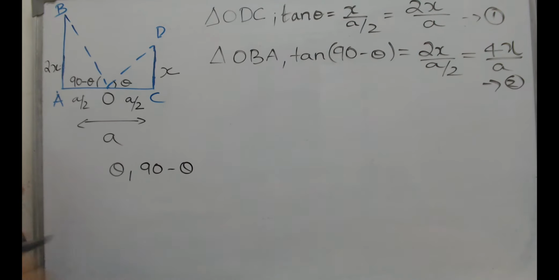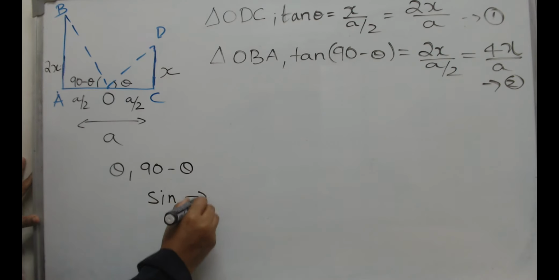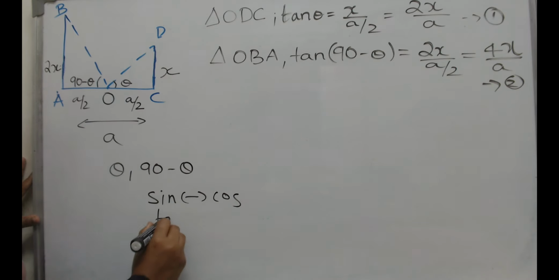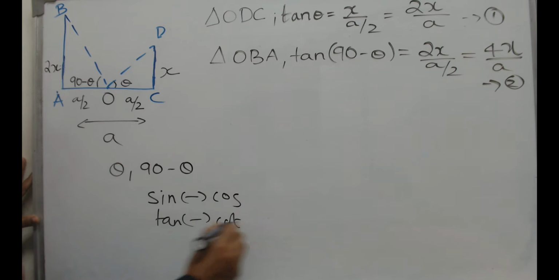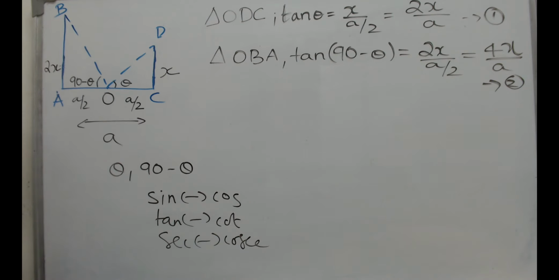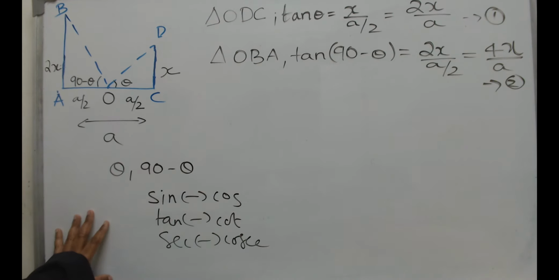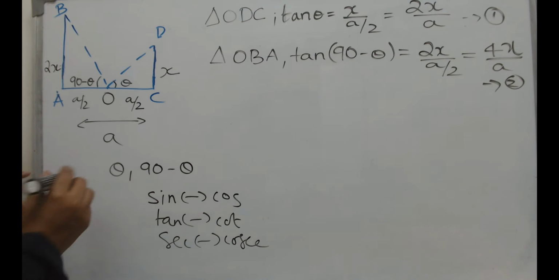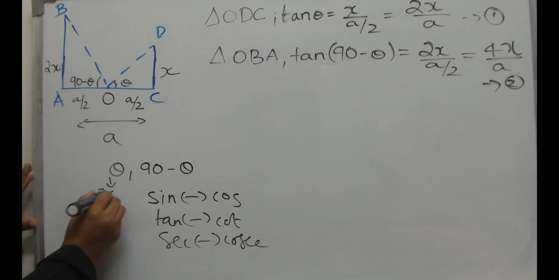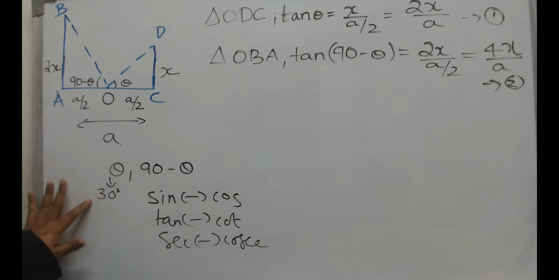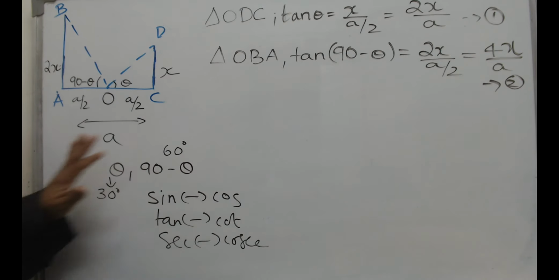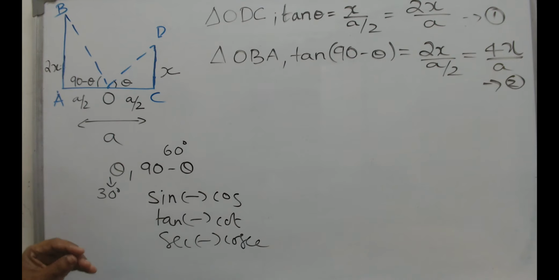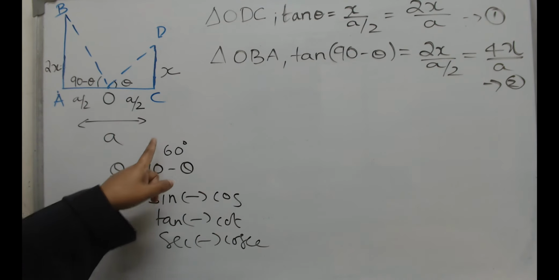Then what is special about them? Their sine and cos values interchange, their tan and cot values get interchanged, and their sec and cosec values get interchanged. Now what do we mean by that? In case you have any problem understanding how this concept works, just take the example of 30 here. Just take theta is equal to 30, then 90 minus theta will be what? 60. So whenever you are dealing with this, if you have any trouble, just think about 30 and 60.